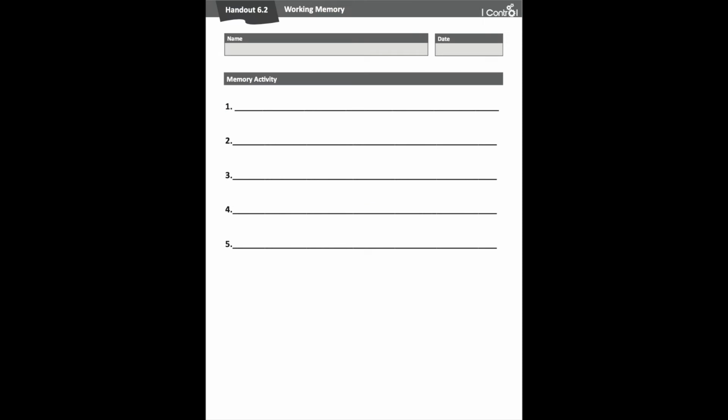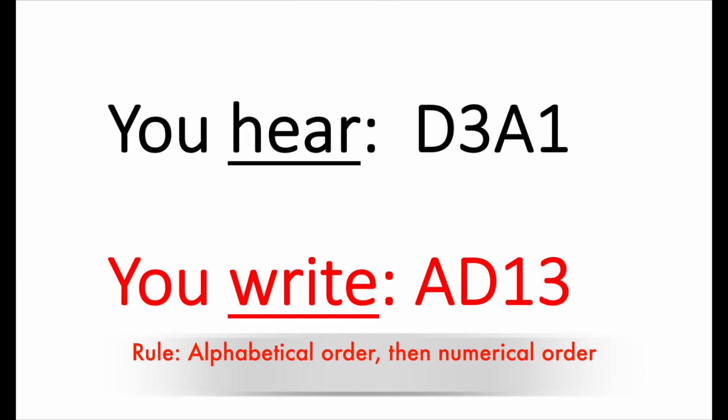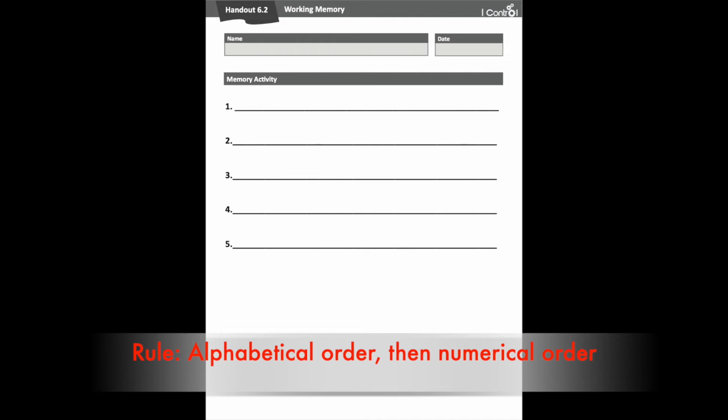Let's do another activity using your working memory. I'm going to read some letters and numbers. You will put them in alphabetical order and then numerical order, first letters, then numbers. For example, if I say D3A1, you would write down AD13. Now pause the video and locate handout 6.2. And when you're ready, press play to begin.